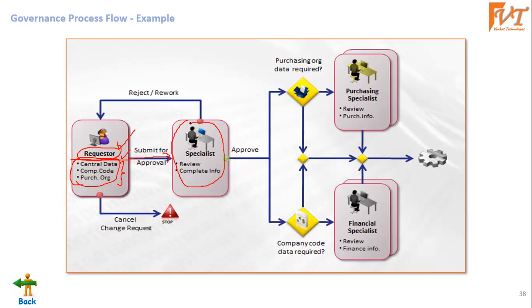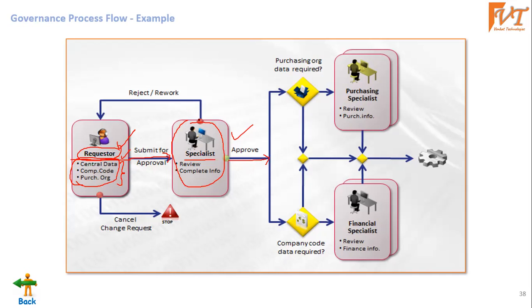It can be configured how many next levels are required. The next level person is decided by the business. Business will decide; they have their own terminology. They can use whatever they want. They can use the term specialist, or reviewer, or next level approver, or whatever.